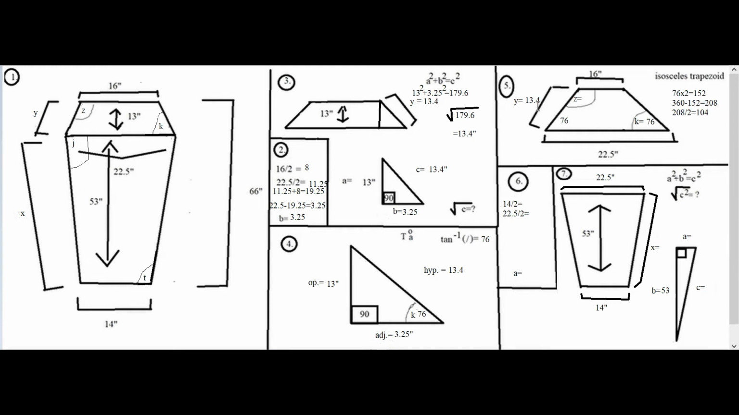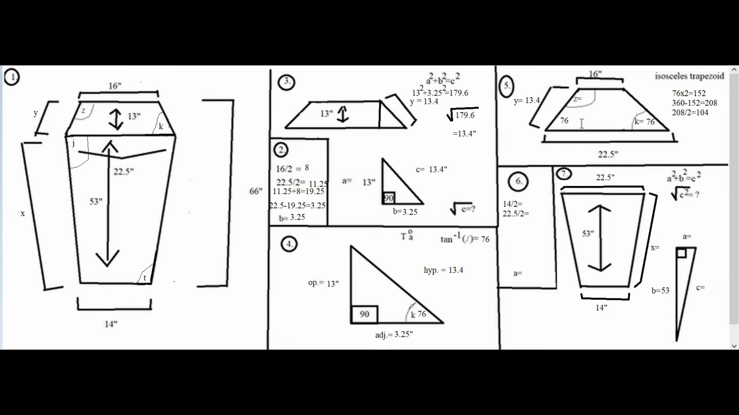So in step 5, we already have Y, which is 13.4, and K, which equals 76 degrees. Now we're going to be looking for angle Z. So in order to get angle Z, all you have to know is all these angles should add up to 360.